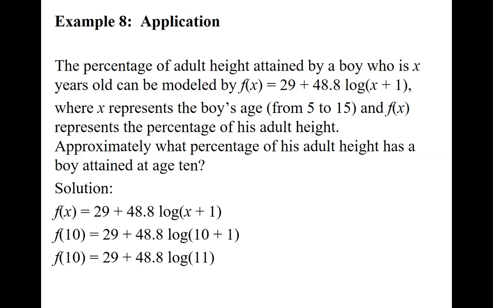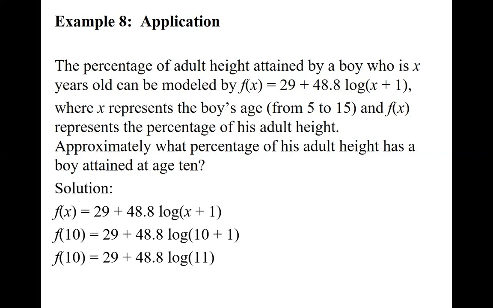We would want the log of 11 first. So I'm going to find log 11. That's about 1.04139268. We can put that right in the calculator using the log button because it's the common log. It's a base 10 log because there's no base written. That's the calculator log button.